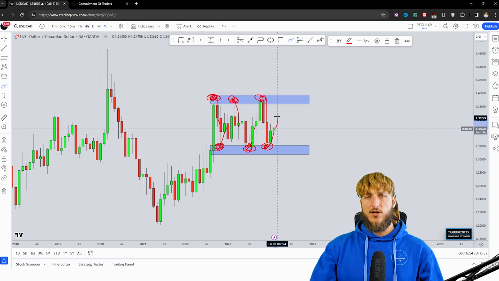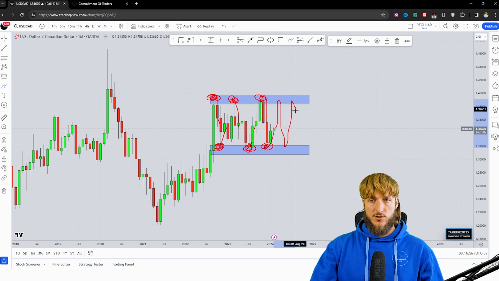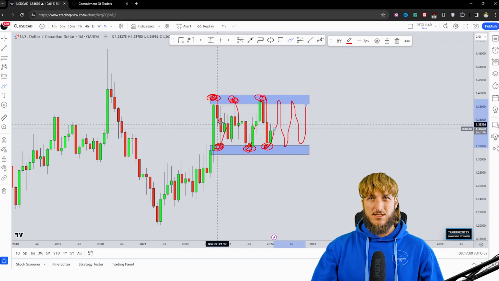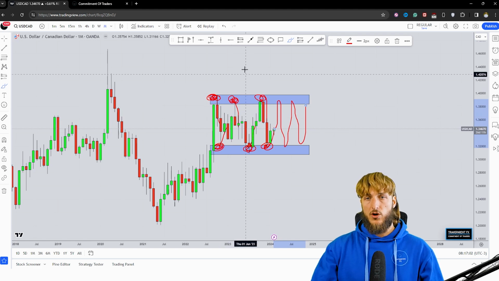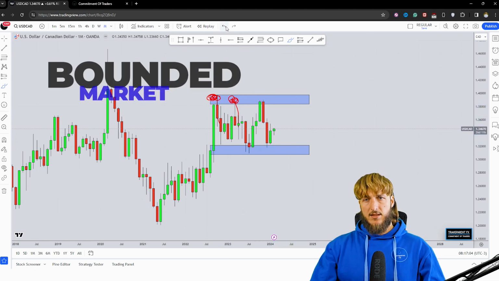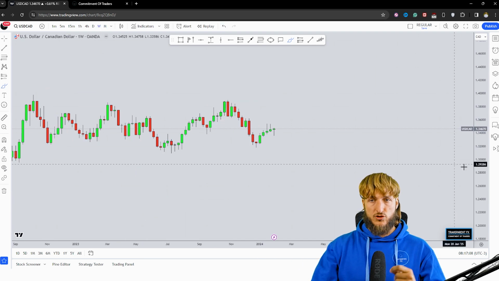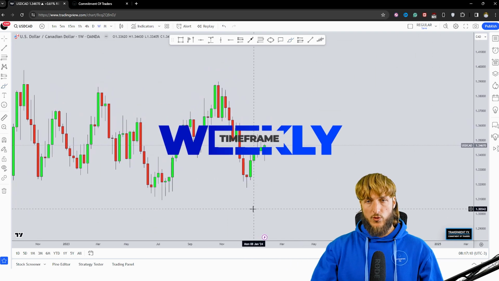And until the market remains in between these two levels, we could simply expect more horizontal price action from a monthly standpoint on this pair. So on the monthly, the situation is quite clear. We have a range-bound market. Dropping down to the weekly time frame, what do we have?